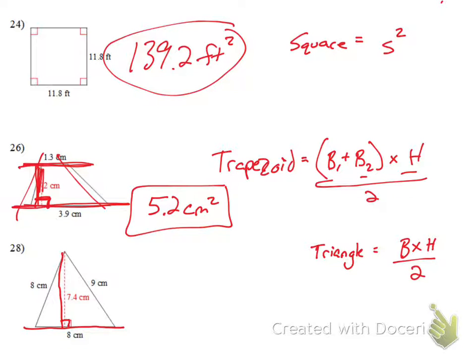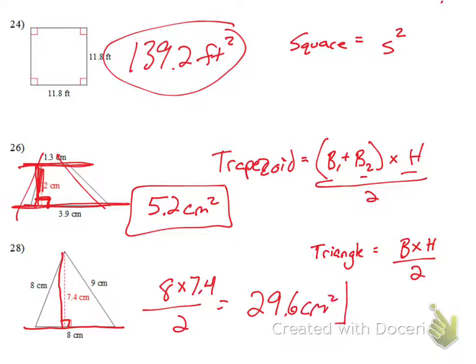So I'm going to do 8 times 7.4, and I got to divide that by 2. So 8 times 7.4 is 59.2. I got to divide that by 2. That's going to give me 29.6. I'm going to check my answer, and I am correct. Centimeters squared.